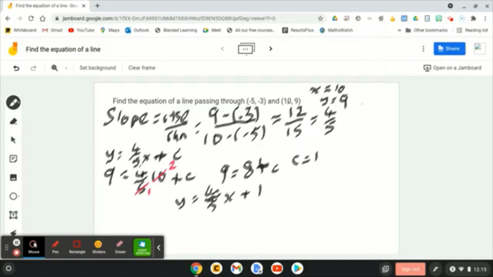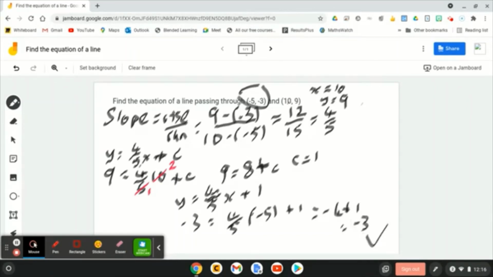I can substitute this point here, and here I will get y, which is minus 3, is equal to 4/5 of minus 5 plus 1. 4/5 of minus 5 will be minus 4 plus 1, which will give me minus 3, and minus 3 is minus 3, and I can be happy that I have the right equation.